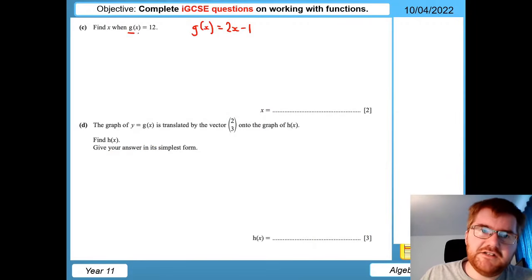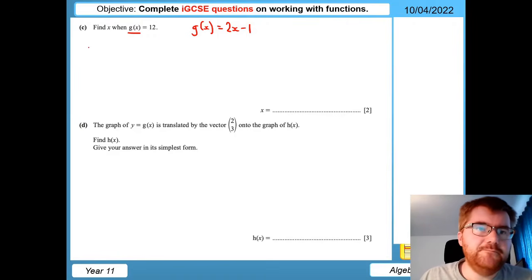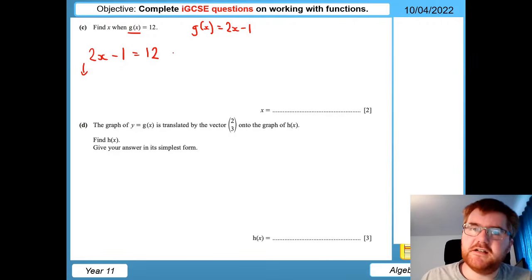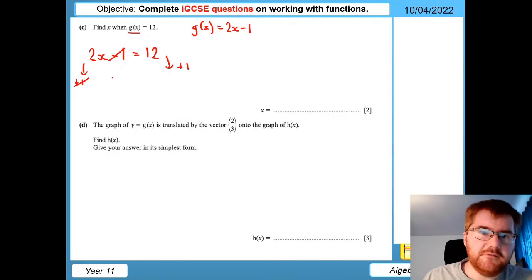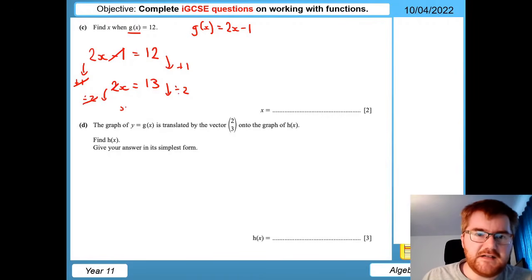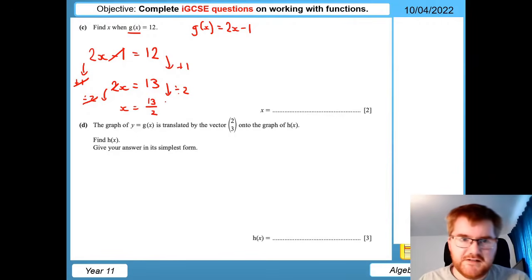So I'm just going to replace g of x with 2x minus 1. That gives us 2x minus 1 is equal to 12. And now we just want to make x the subject. So the opposite of minus 1 is plus 1 on both sides. That cancels, and we're left with 2x is equal to 13. And then the opposite of timesing by 2 is divide by 2 on both sides. That gives us x is equal to 13 over 2, which is perfectly fine as an answer.